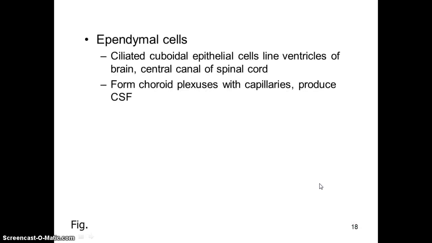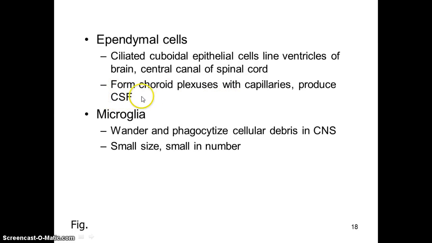All right. Ependymal cells are another type of glial cell found in the central nervous system, like astrocytes, but carrying out a different function. These tend to be cuboidal epithelial cells that are ciliated, meaning they have hair-like appendages extending from their apical surfaces, and they're found in the brain and spinal cord, the central canal of the spinal cord. Their importance here is associated with the term choroid plexuses. They help form choroid plexuses with capillaries in the central nervous system, specifically in the brain, to produce cerebrospinal fluid, and that's what CSF stands for.